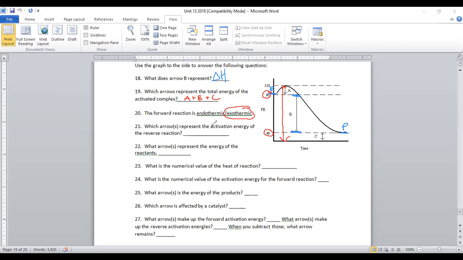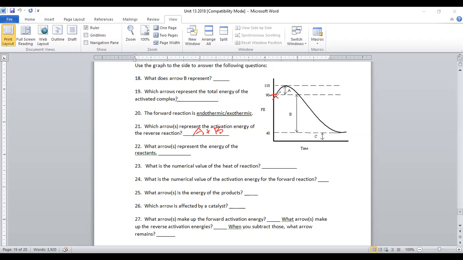Which arrows represent activation energy of the reverse reaction? So reverse activation is from the end up to the top line. So what arrows make that up? We have letter A and B. Okay, I'm going to erase some things now. Hopefully you got that down.